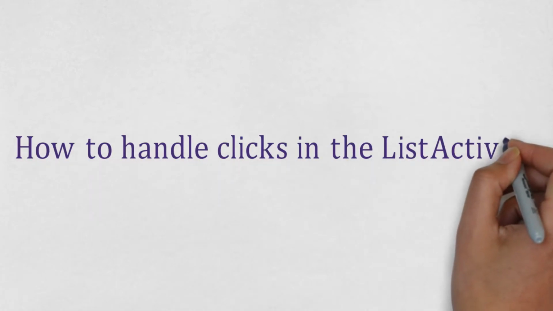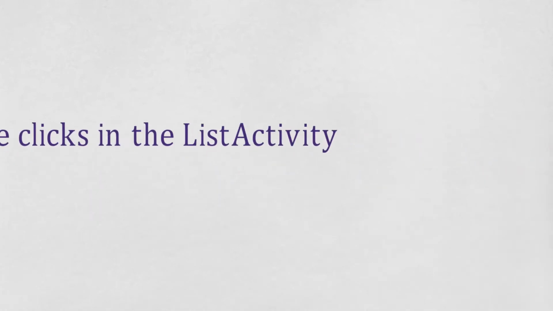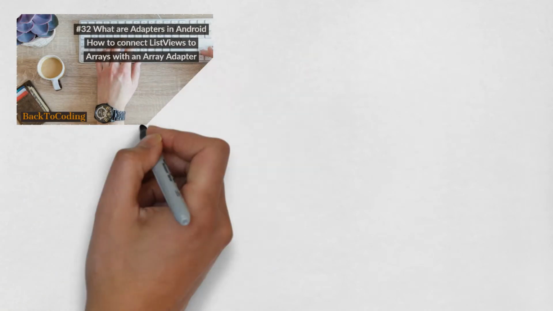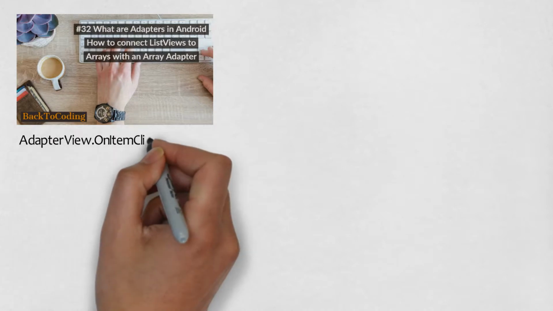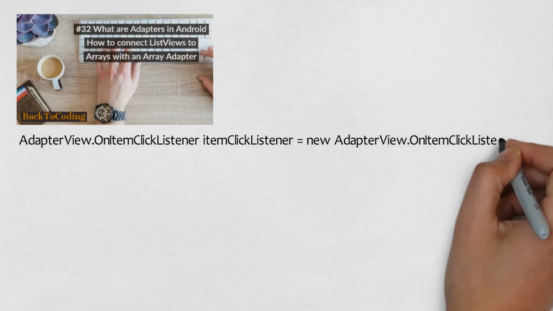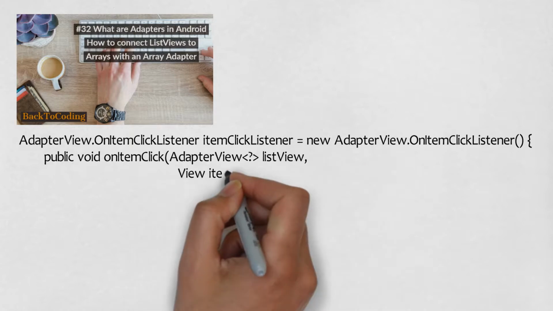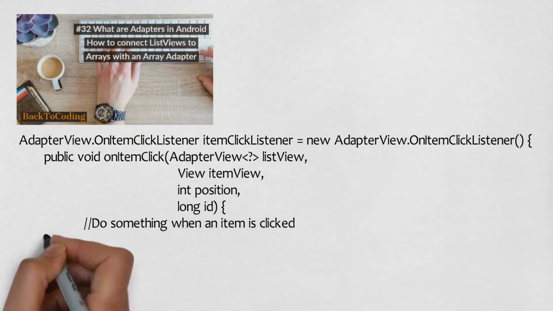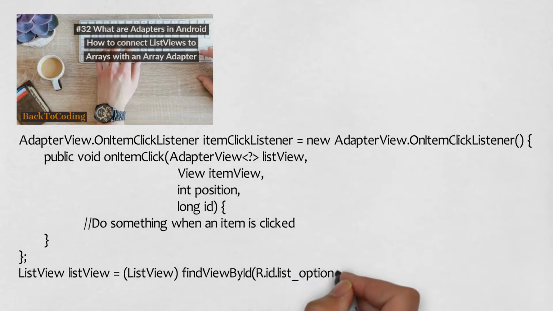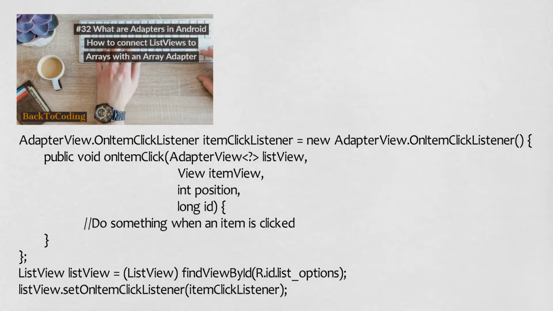Today I'll be talking about how to handle clicks in the list activity. Earlier in our previous video, we needed to get top level activity to react to the user clicking items in the list view. To do that, we had to create an onItemClick listener, implement its onItemClick method and assign it to the list view. We had to set up an event listener in this way because list views aren't hardwired to respond to clicks in the way that buttons are.